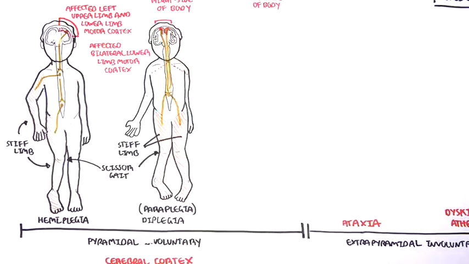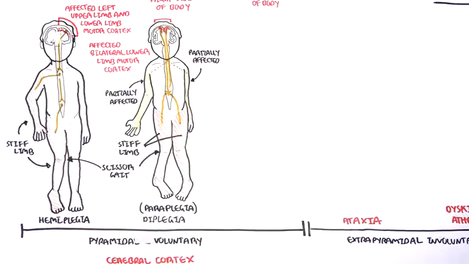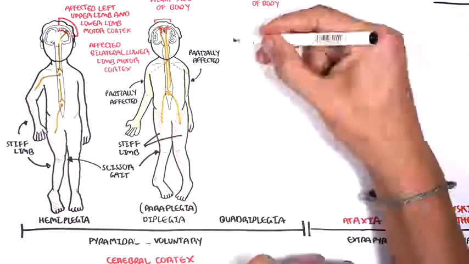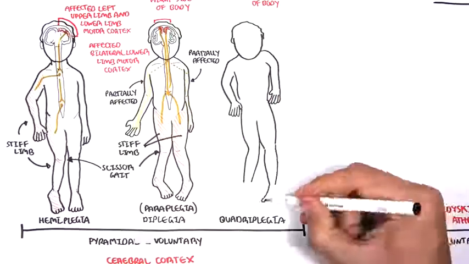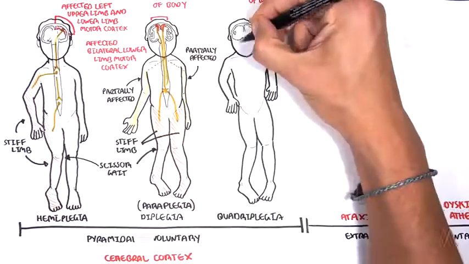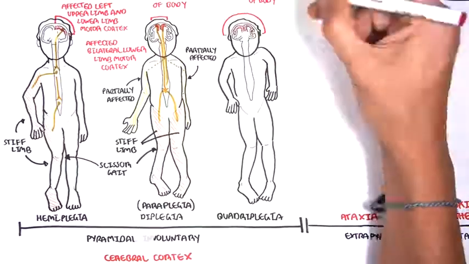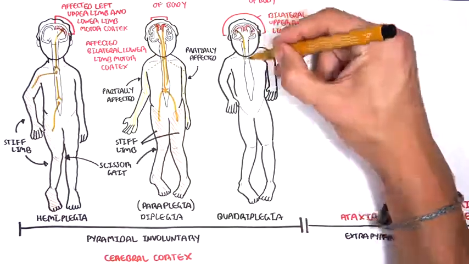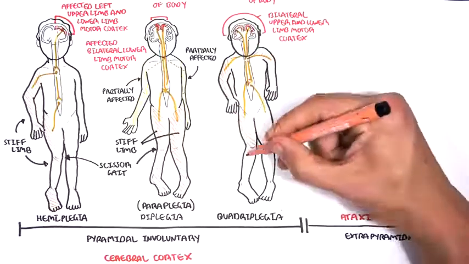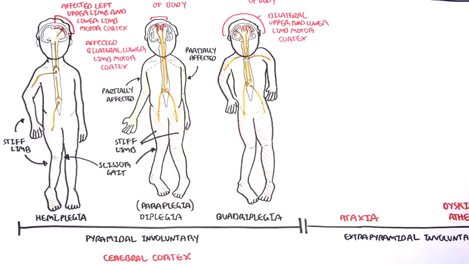Other parts of the limbs can also be partially affected in spastic cerebral palsy. Finally, there's quadriplegia. This is bilateral upper and lower limb motor cortex involvement. There is also scissor stance with all limbs stiff. So that was pyramidal cerebral palsy, also known as spastic cerebral palsy, which affects the cerebral cortex.